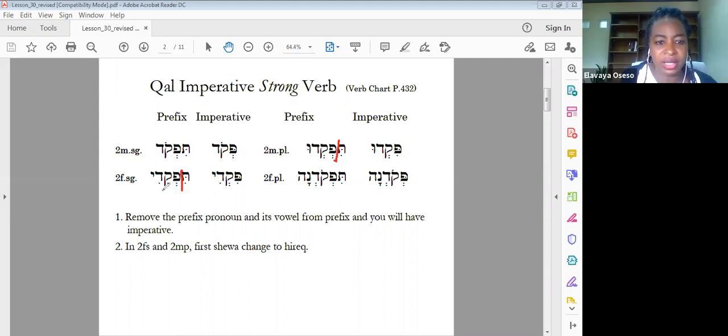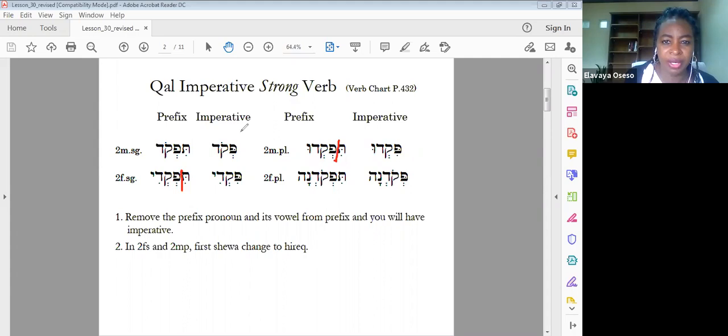And that's why in the second feminine singular and in the second masculine plural, we do not have the shewa as the first vowel, but we have the hirek instead. And so you understand the reason why we have it is because two vocal shewas cannot stand at the beginning of a word.